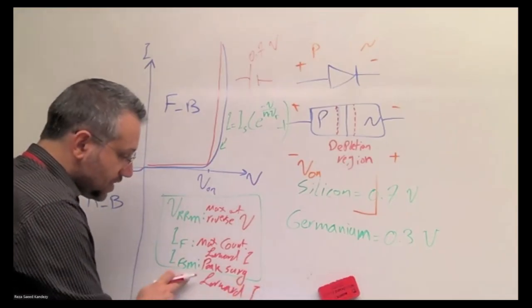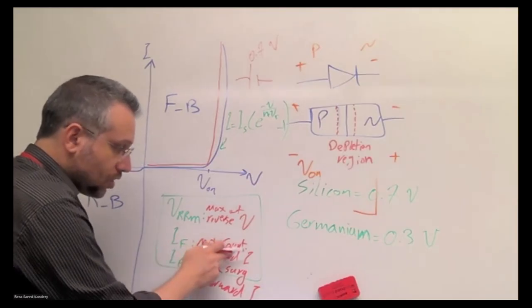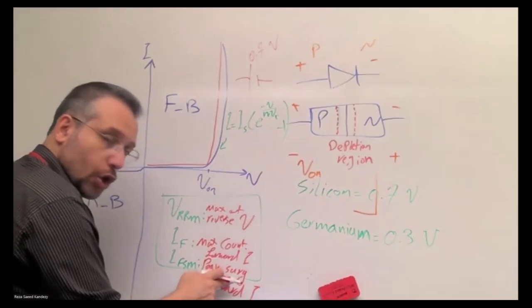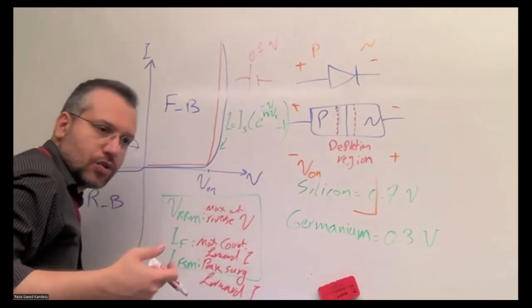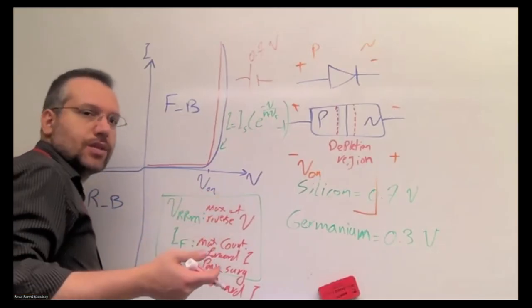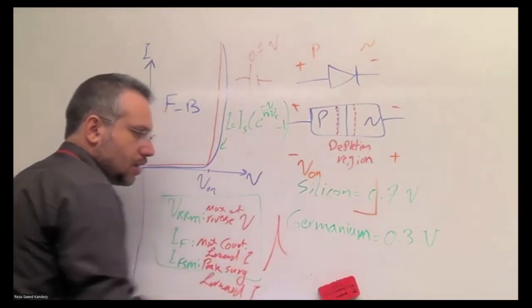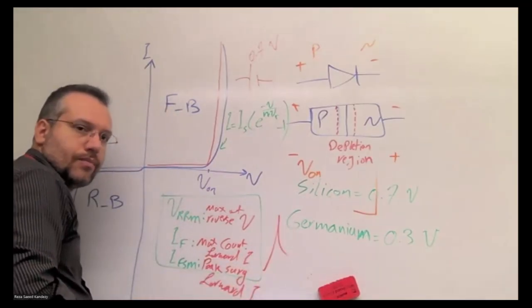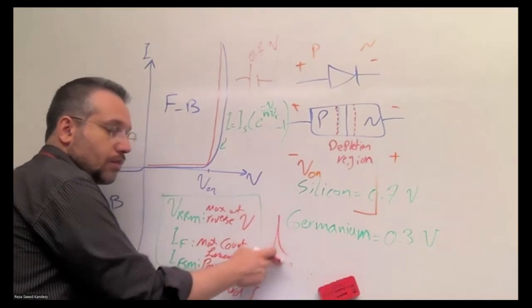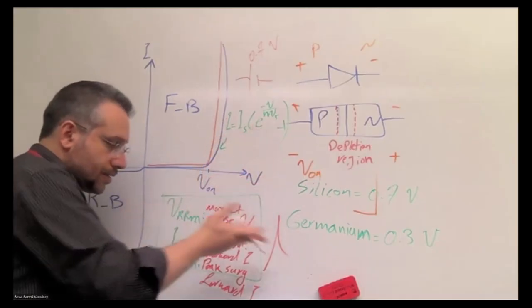What that means, this one is continuous, so it's a steady state. This one is a surge. That means something happened in your circuit, either a fault or a switching, that creates a transient. So there is a pulse propagating through your system. The voltage or the current of that pulse is going to be higher than the steady state current.